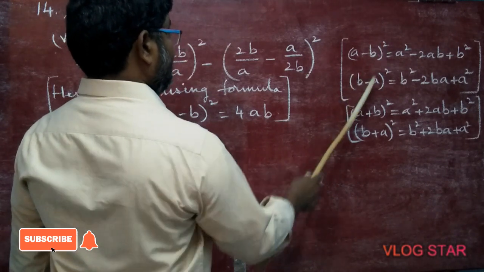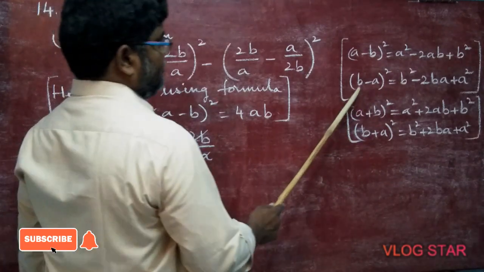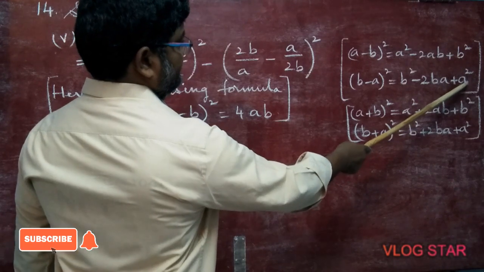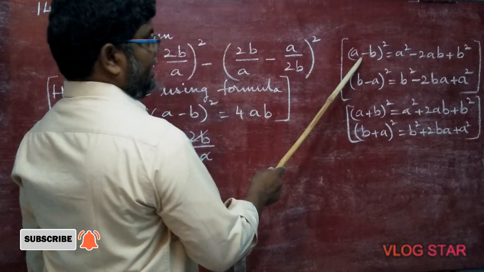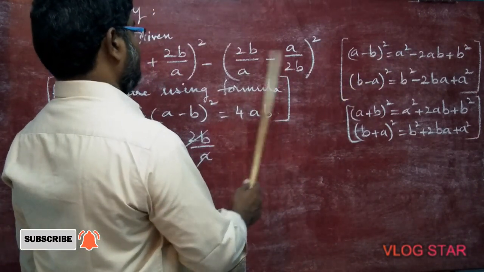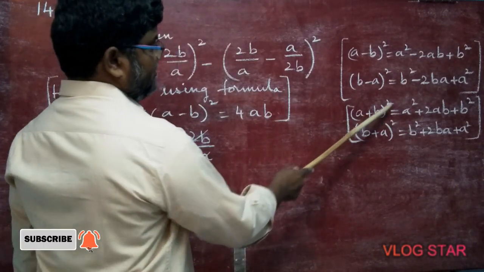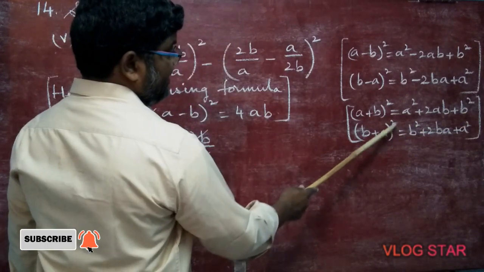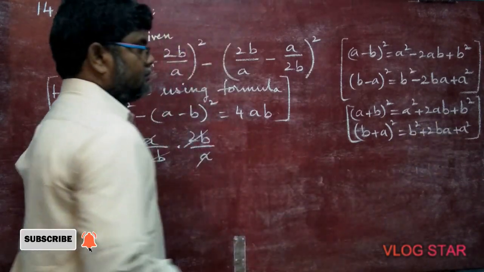(a−b)² and (b−a)², both answers are the same: b² − ba + a². If you read from the back, again the same comes, and from the front, again the same. So (a−b)² will be equal to (b−a)². If you do it in reverse also, the same answer comes. Likewise, (a+b)² is equal to a² + 2ab + b². (b+a)² also is b² + 2ba + a², there is no change in the answers.